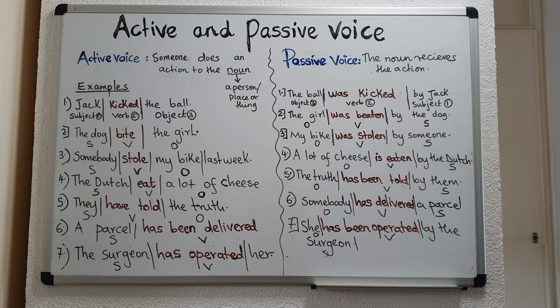Now, the third thing I will point out is when it's obvious that somebody did something, sometimes the subject is left out, like in example 6. But when you change the sentence to the passive voice, then you're expected to write somebody. A parcel has been delivered. That's the active voice, example 6. But in the passive voice, it is somebody has delivered a parcel. Okay?